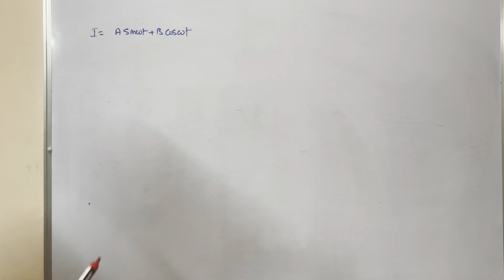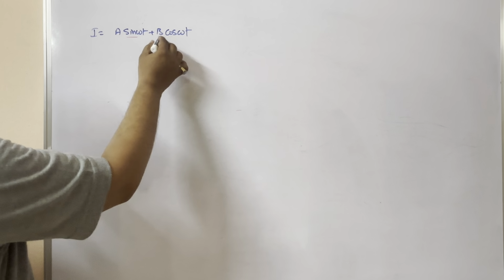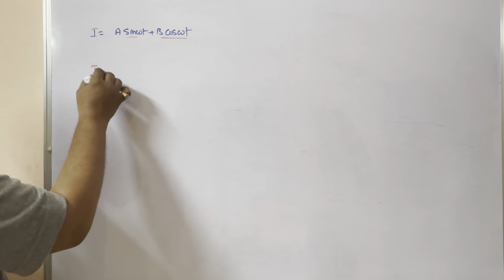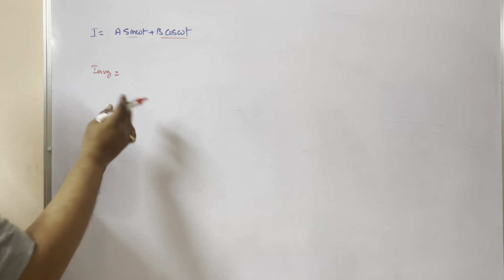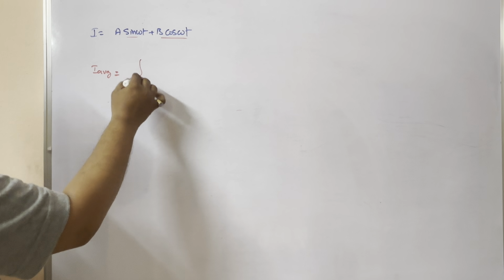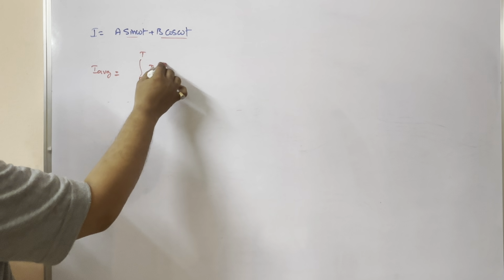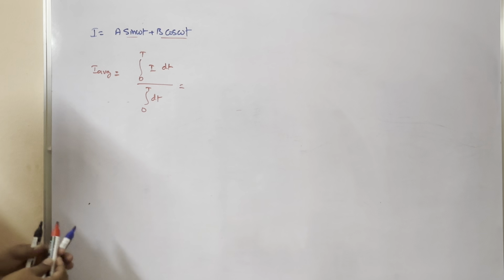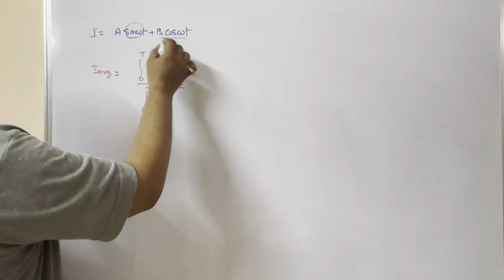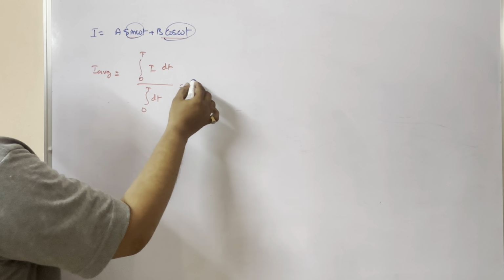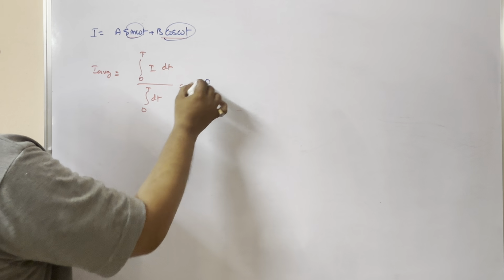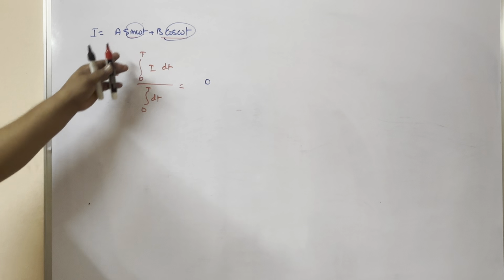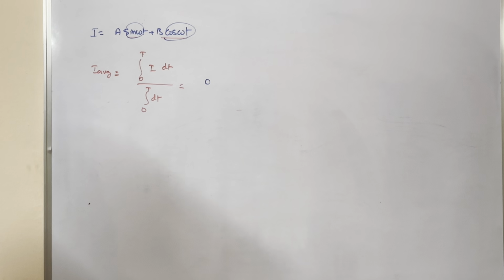So whether sin or cos function is there, what is the average value over the time period? Time period means 0 to T. So the average is the integral of I dt from 0 to T divided by T. Whenever sin omega t or cos omega t is integrated between 0 to T, you can blindly take it as 0. Therefore, the sin omega t and cos omega t terms are going to become 0.